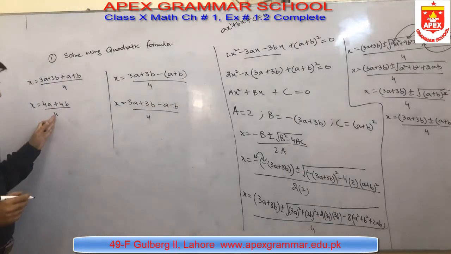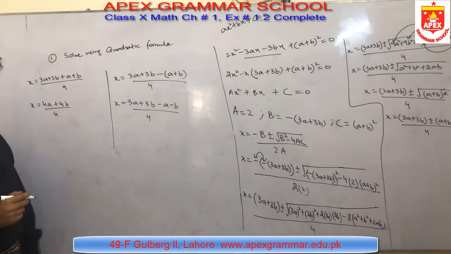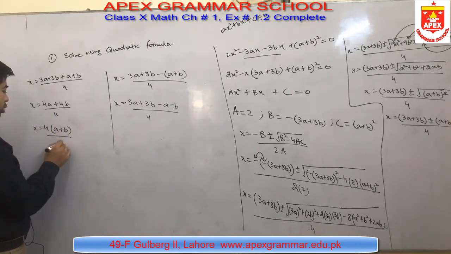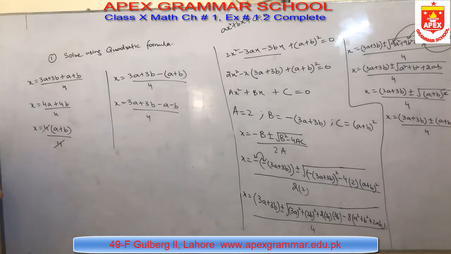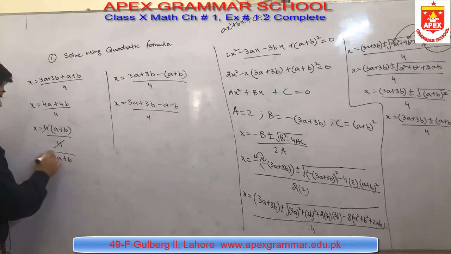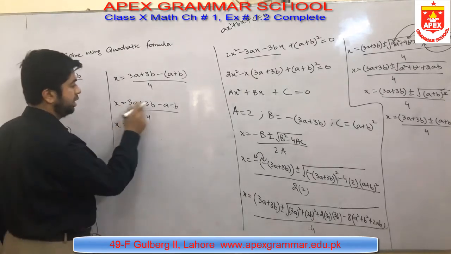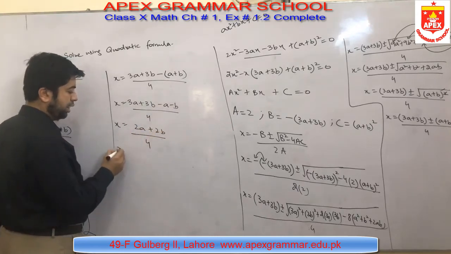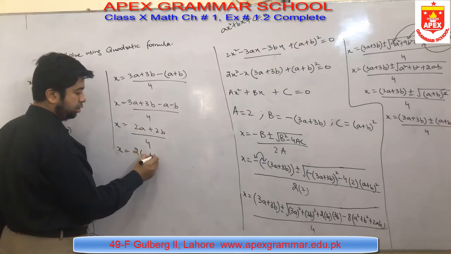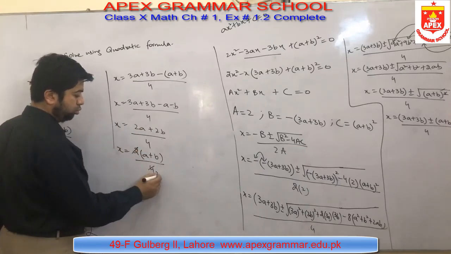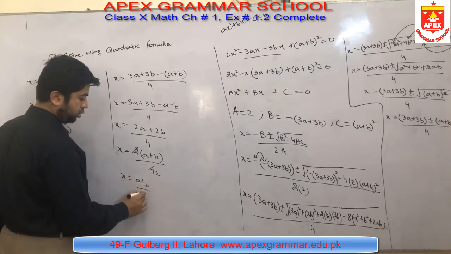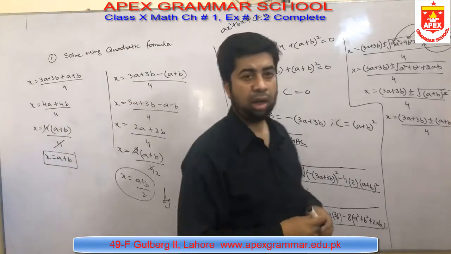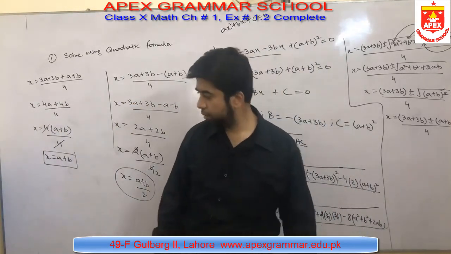So can I cancel 4 with this 4? No. This 4 with this 4? Again no. After taking 4 common from the numerator, I can do it. This 4 is independent, so I can cancel it. So the first root is a plus b. And from this side 3a minus a, this is 2a, 3b minus b, this is plus 2b, divided by 4. Again taking 2 common, (a plus b) divided by 4. Now 2 1s are 2, 2 2s are 4. And that's it. This was the question. I hope you guys understand it very well.